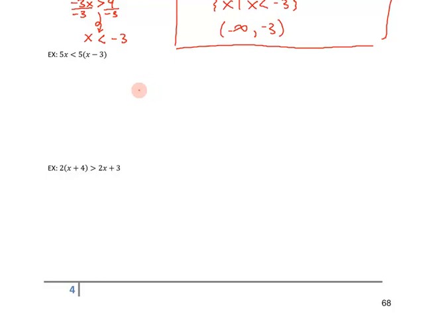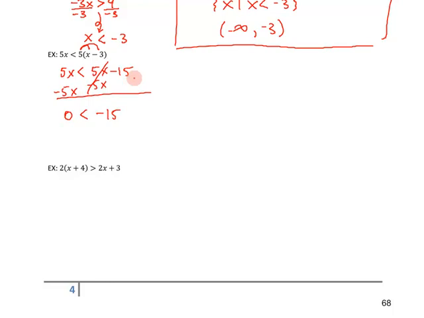On this next example, we do need to simplify the right-hand side, so I'm going to start by multiplying that out. I end up with 5x is less than 5x minus 15. Now to move the x over, I'll subtract 5x from both sides, and you'll see something happen here that hasn't happened before in this section. 5x minus 5x is 0, is less than negative 15. All the x's canceled out.